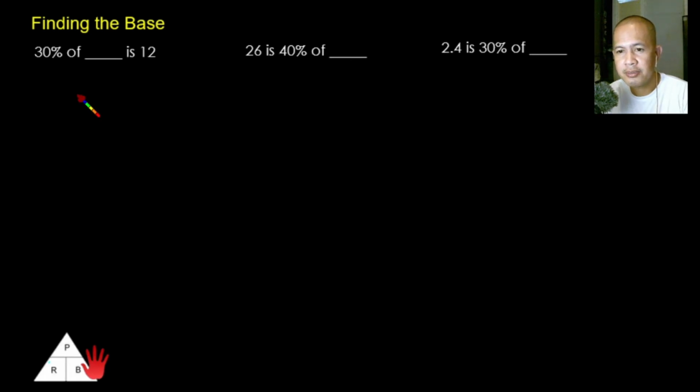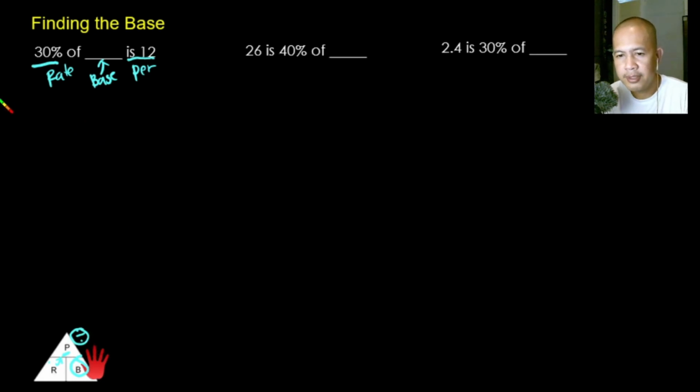For today's video, we're going to study how to find the base if the missing value is the base. So 30% of blank is 12. 30 here is your rate, and 12 is your percentage. So the missing here is your base. In our second triangle, if the base is missing, we're going to divide the percentage by our rate. So we're going to apply your division skills.